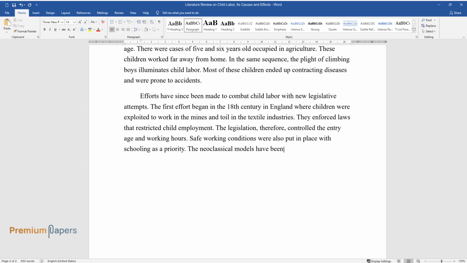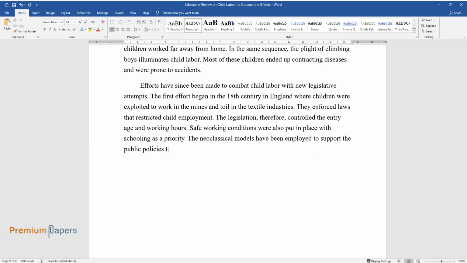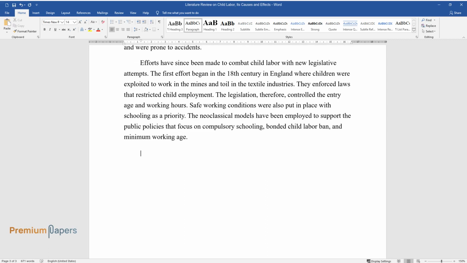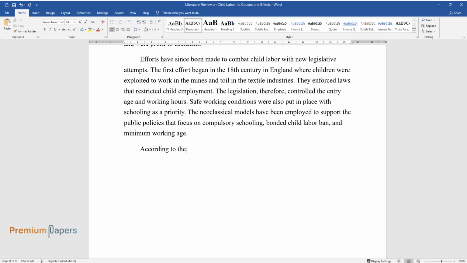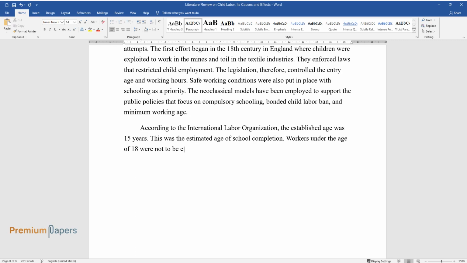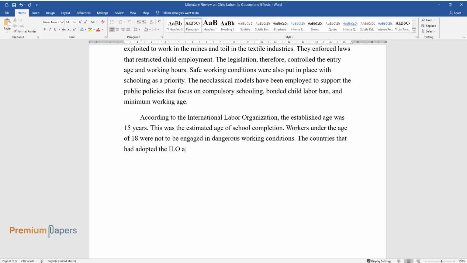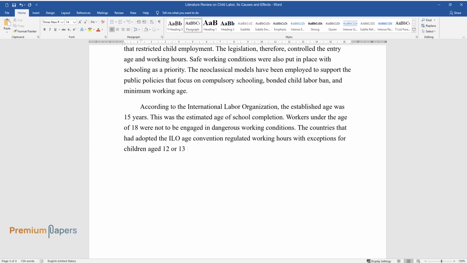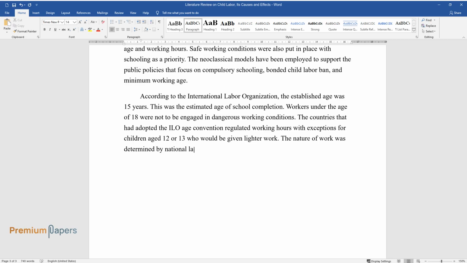The neoclassical models have been employed to support the public policies that focus on compulsory schooling, bonded child labor ban, and minimum working age. According to the International Labour Organization, the established age was 15 years. This was the estimated age of school completion. Workers under the age of 18 were not to be engaged in dangerous working conditions. The countries that had adopted the ILO Age Convention regulated working hours, with exceptions for children aged 12 or 13 who would be given lighter work. The nature of work was determined by national laws.